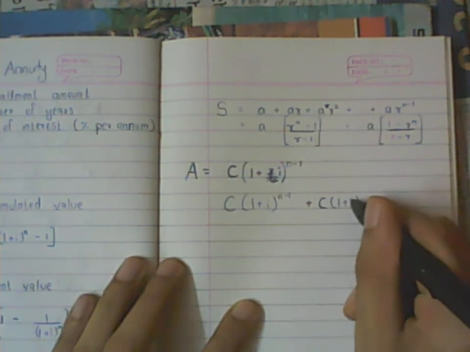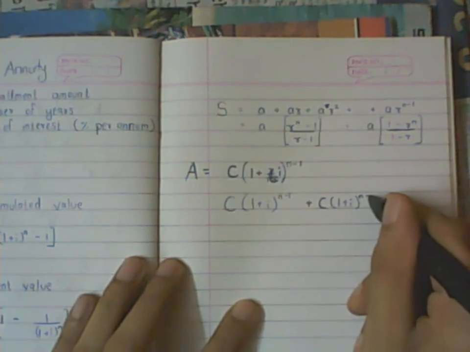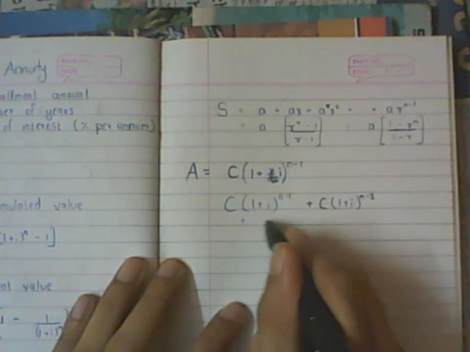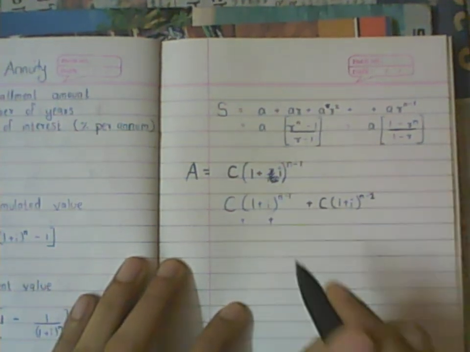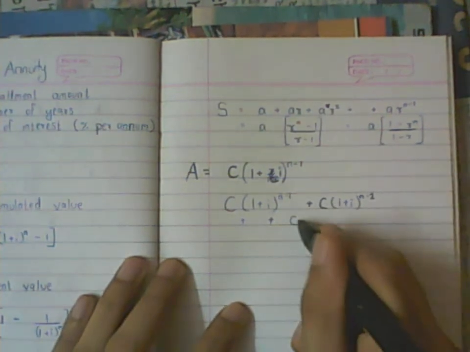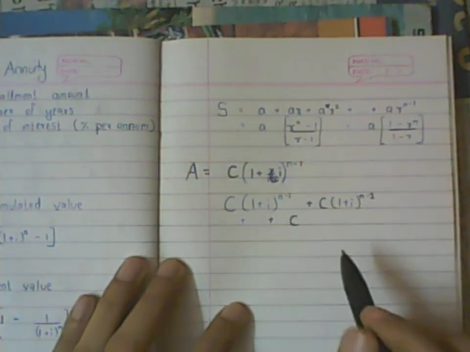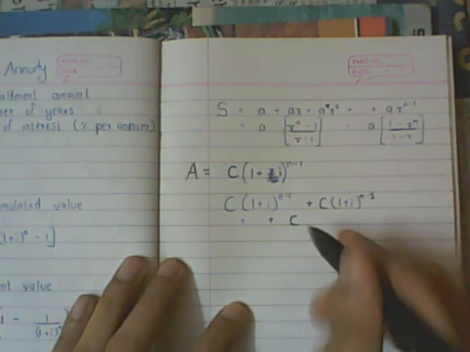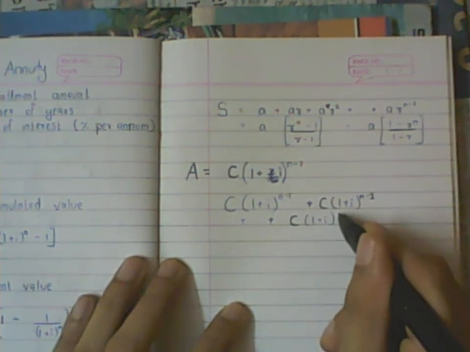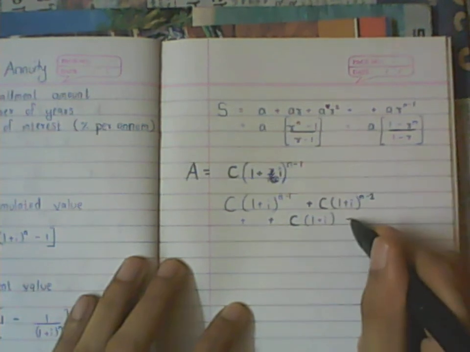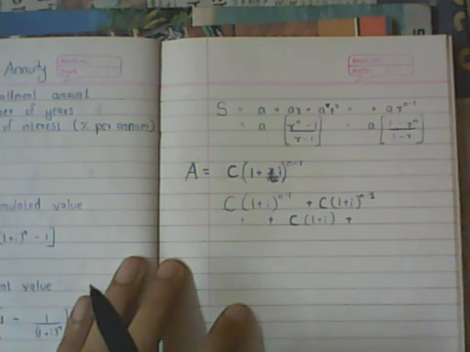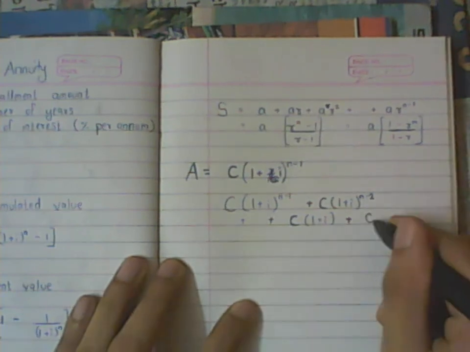So I'll have the same expression raised to the n minus 2 power, and so on and so on up to the second last installment that I make. Again, it's the same installment, and it will gain interest for 1 year. So it is as good as multiplying by just 1 plus I raised to just 1. And the last installment won't gain any interest because it is at the end of my annuity. So it is just that value C.